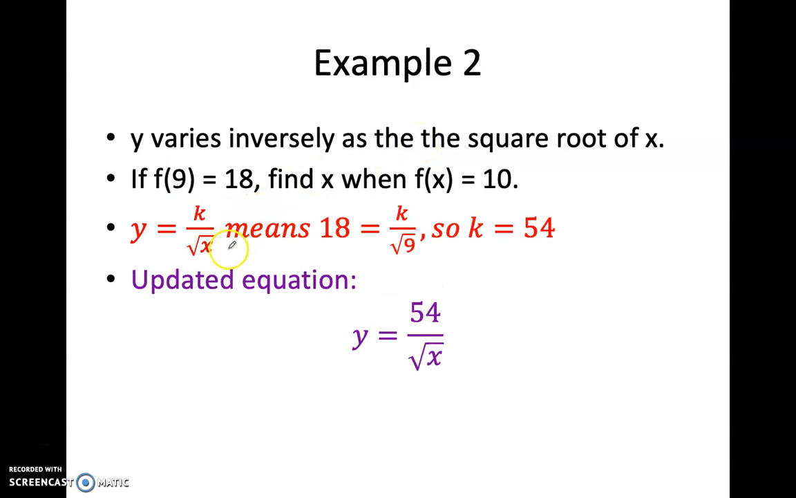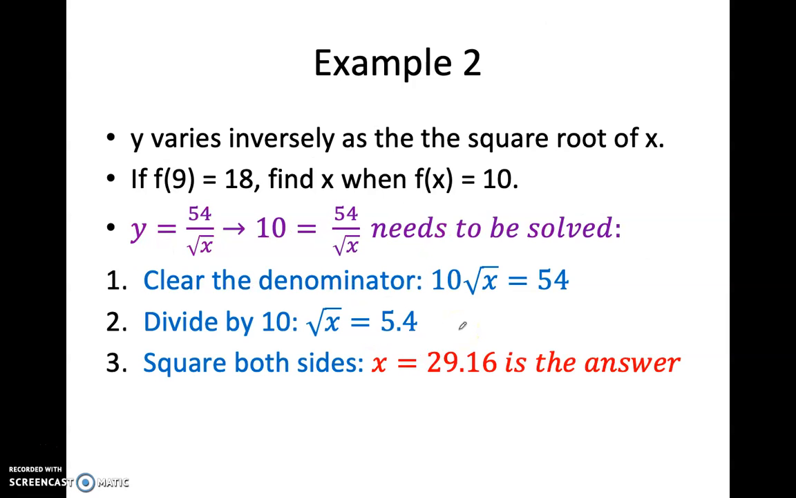So what that looks like, 18 equals k over radical 9. Doing the math, 54 is your k value. So we rewrite this equation by putting a 54 in for k. All right, and now that we've done that, it says find x when f of x equals 10. So we don't know x, we know the output is 10, so we know the y value, so the 10 will go right here. This is going to be turned into a 10, and then we're going to solve that and have our answer.